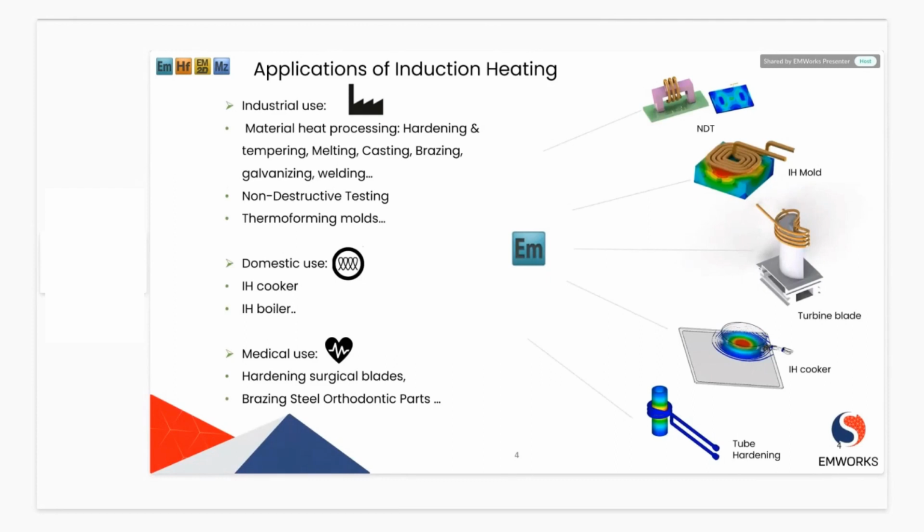For domestic applications, it's widely used for induction cooking, which is an attractive application. It's used for cooking systems, and it becomes more and more common in our houses. Also for medical applications like hardening surgical blades, brazing steel parts, and so on. So induction heating is a physical principle that is applied in several applications, and as we mentioned, it provides several advantages: it's a safe, clean, and efficient process.